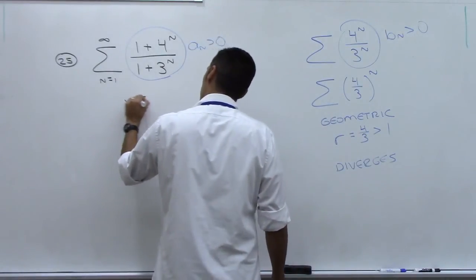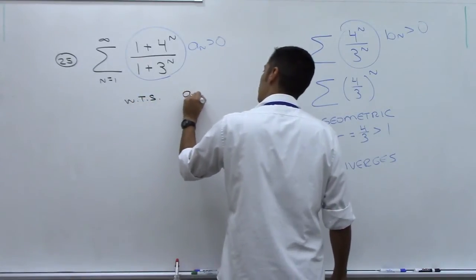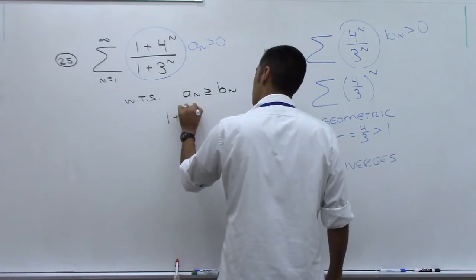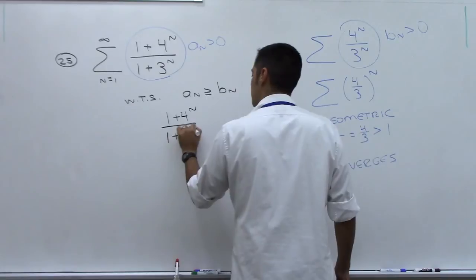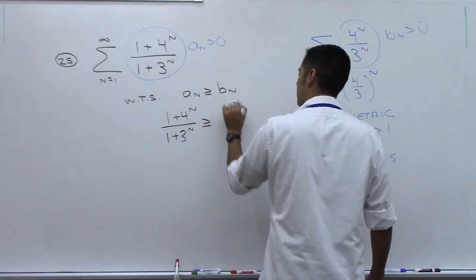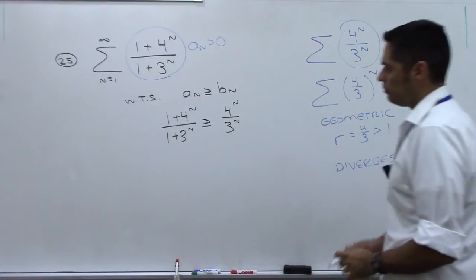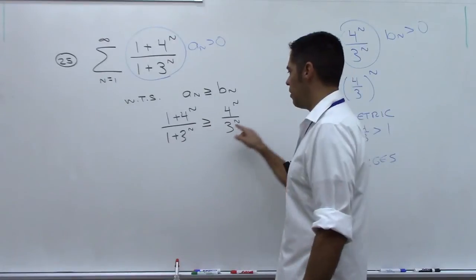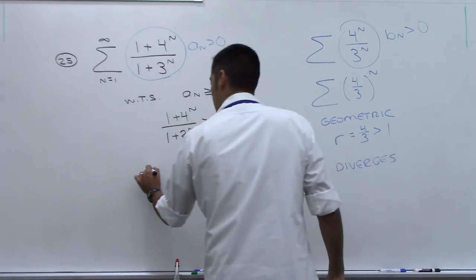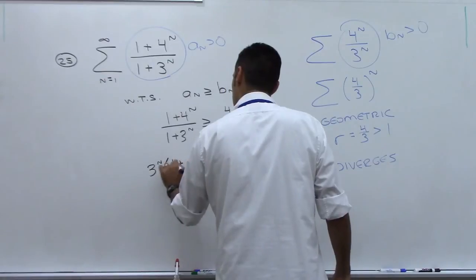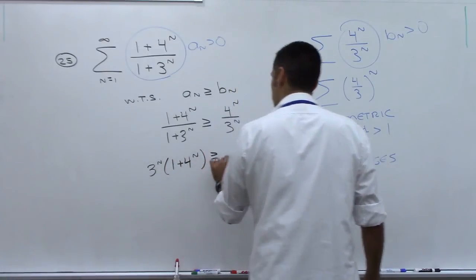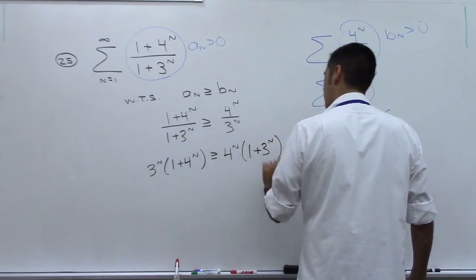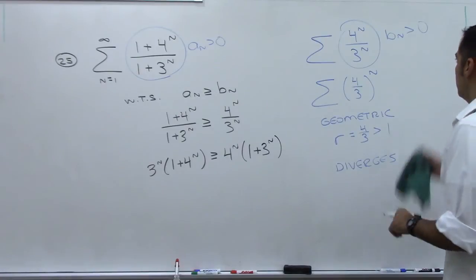I want to show that my a sub n's are always bigger than or equal to my b sub n's, or eventually this happens. So 1 plus 4 to the n over 1 plus 3 to the n is greater than or equal to 4 to the n over 3 to the n. All right, let's multiply both sides, like clear out the fractions. So I multiply 3 to the n over here. I get 3 to the n times 1 plus 4 to the n, greater than or equal to, over here I get 4 to the n times this over here, so 1 plus 3 to the n.